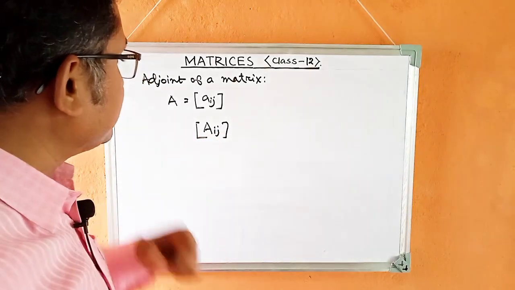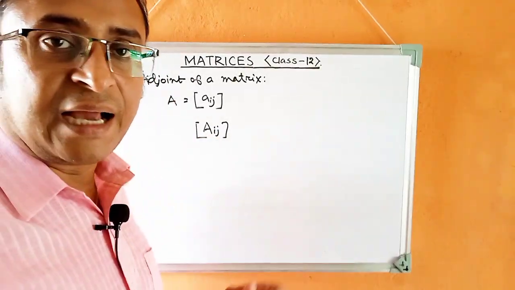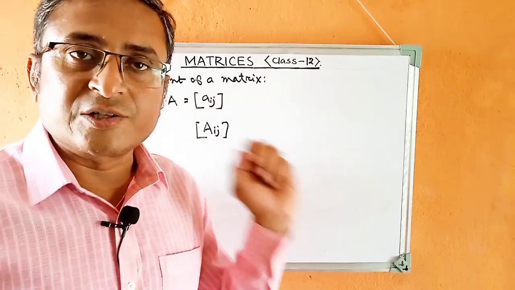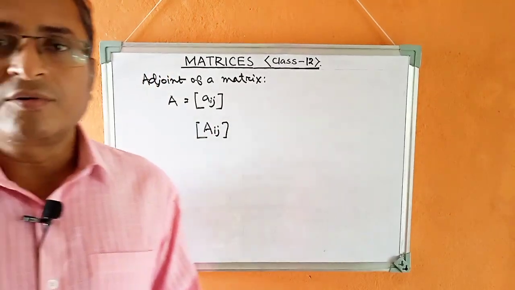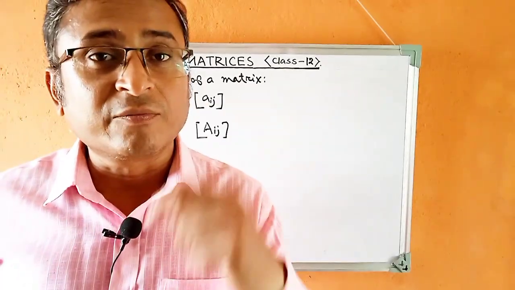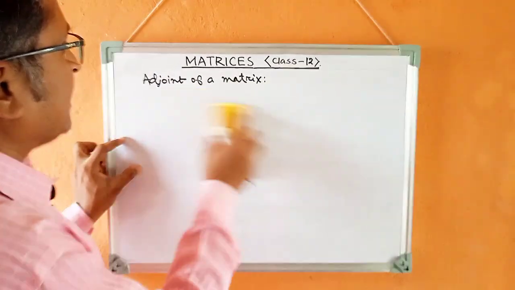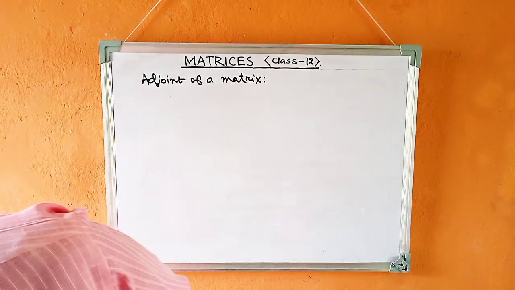So capital Aij, what does it mean? Capital Aij means the cofactor of all the elements of the original matrix. Okay, now come to the example, for your better understanding. See here, the adjoint of a matrix. How to find the adjoint of a matrix?